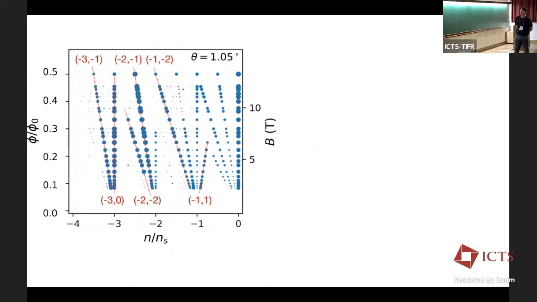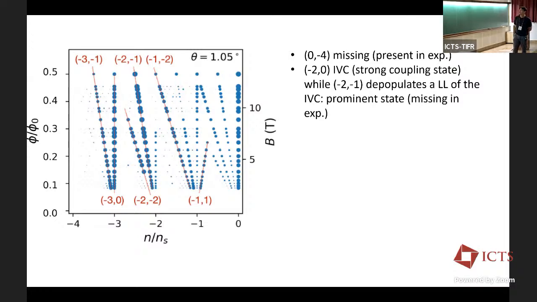Okay, so now if we push to the magic angle, we go to twist angle 1.05, the spectrum looks very, very different. So in particular, the first thing that we notice is that if you start counting here, this is 0, -1, -2, -3, -4 is missing. However, in the experiment, it's present. Second, there is a vertical line here. Okay, the vertical line eventually terminates. That may be okay experimentally.